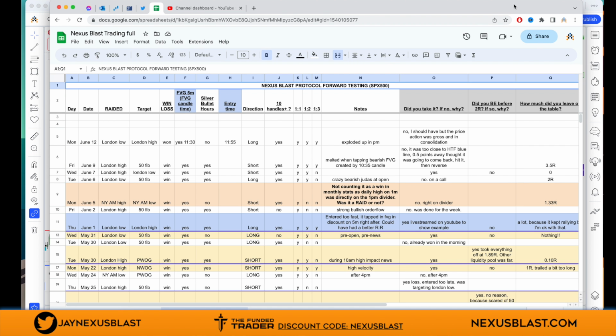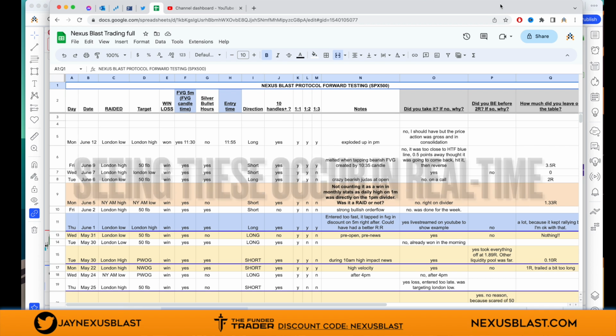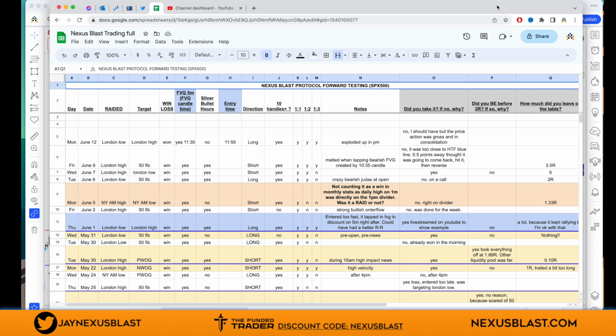Now let's take a look at the testing results, which have been forward tested because I was taking some of these and I was identifying each and every day if one of these setups was forming. So these were actually built in real time. Now this is the updated version, so we have some June data in here.